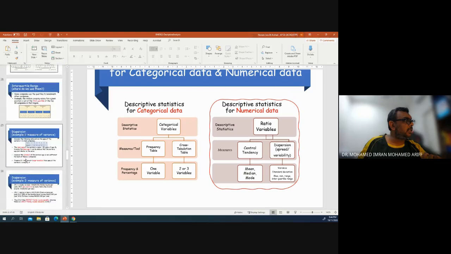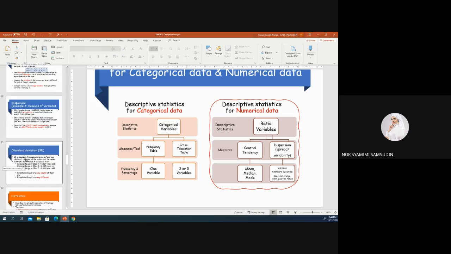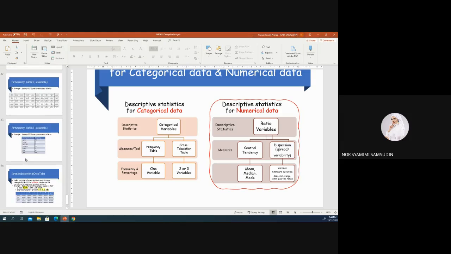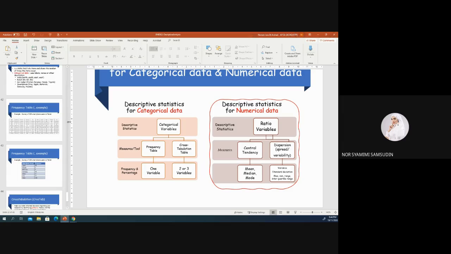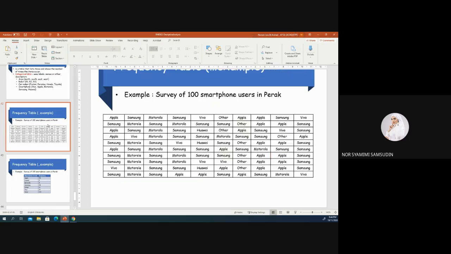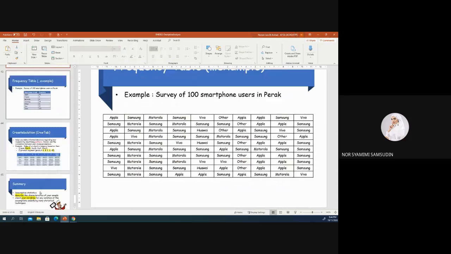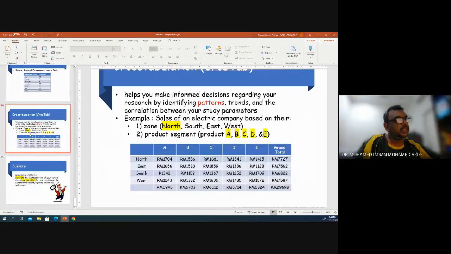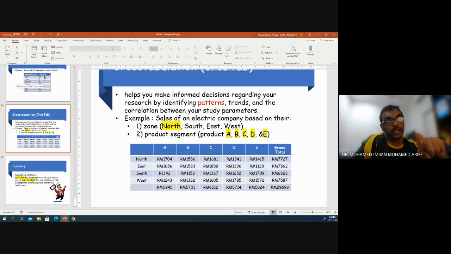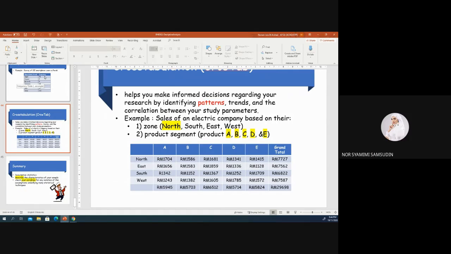Which one tadi? Yang masa kita buat frequency table dengan cross tabulation tu kan? Dan kita nak check dia punya correlation in between North dengan brand A tadi tu. Yes. So maksudnya yang tu kita cari the correlation in between independent variables lah. Yes. So we want to find out what is the correlation between zone and product.